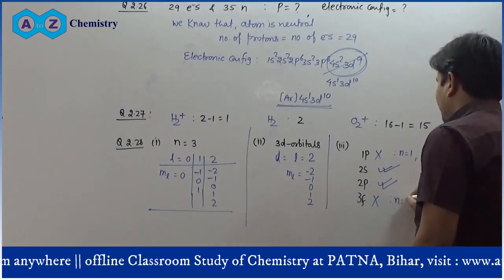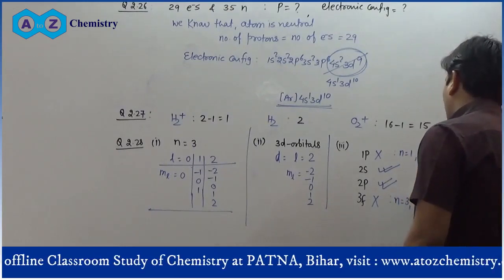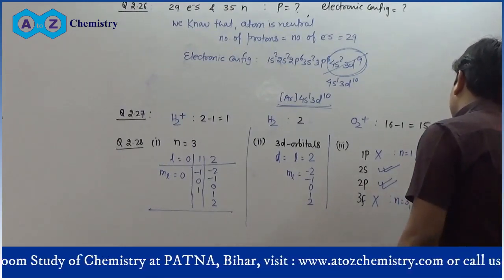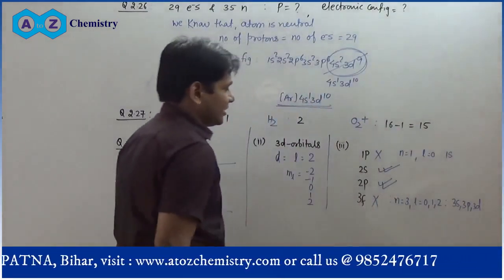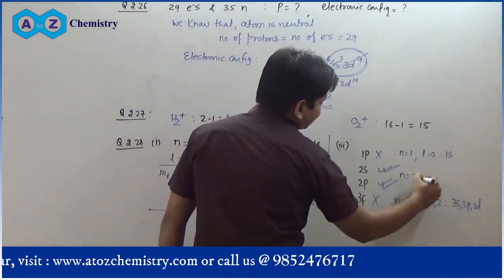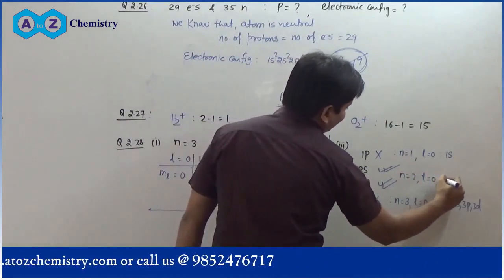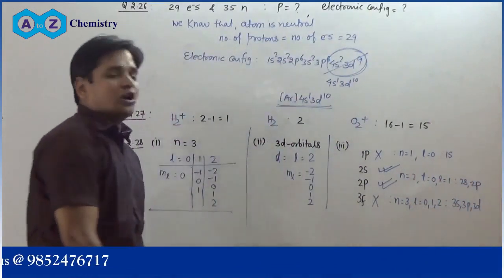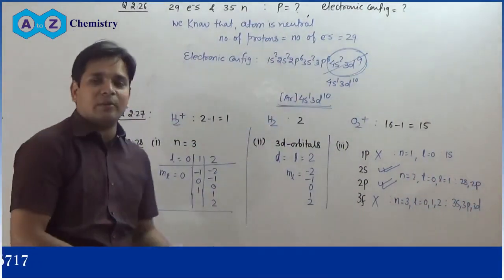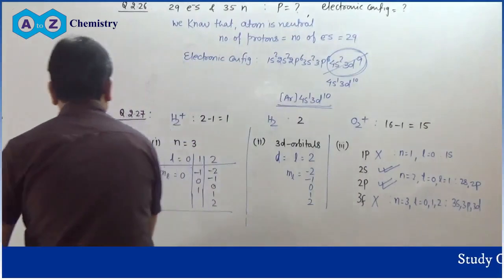For n value 3, l can be 0, 1 and 2. So 3s, 3p and 3d orbitals are possible only. The 3f orbital cannot exist. For n equal to 2, you can see that l equal to 0 and l equal to 1 are possible. So 2s and 2p orbitals can exist, but 1p and 3f orbitals are not going to exist here.